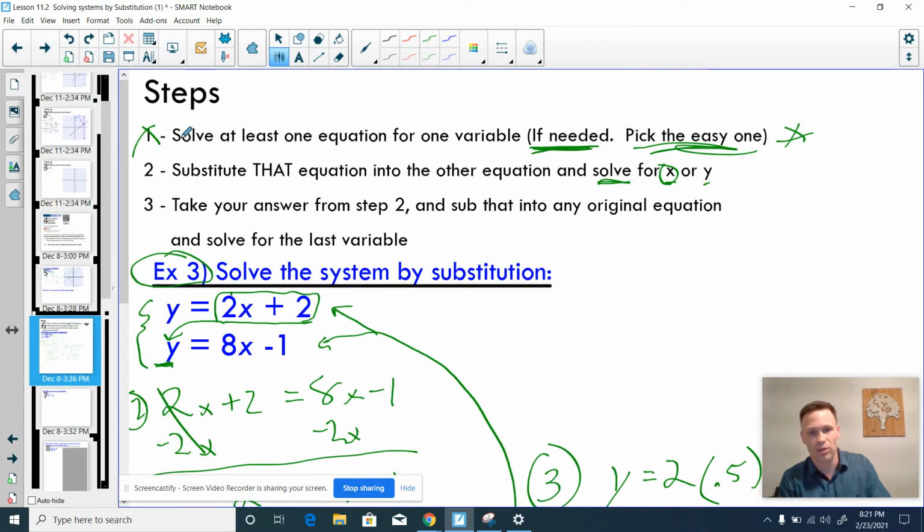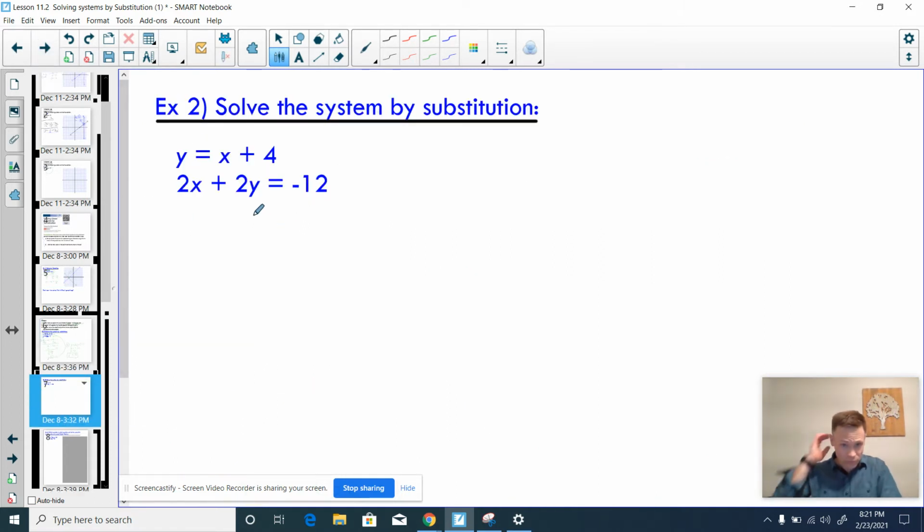Again, the steps are: solve at least one equation for one variable if needed. We didn't have to do that here. We substitute that equation into the other one and solve for x or y. In this case, it was x. And in step 3, it says whatever we get for our answer for step 2, substitute that back into one of the original equations and find the remaining variable. So let's take a look at example 2 here.